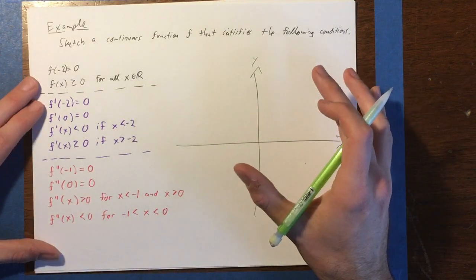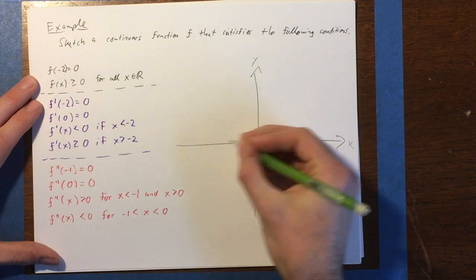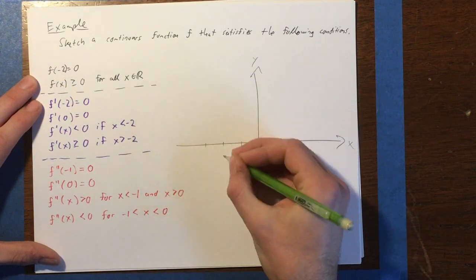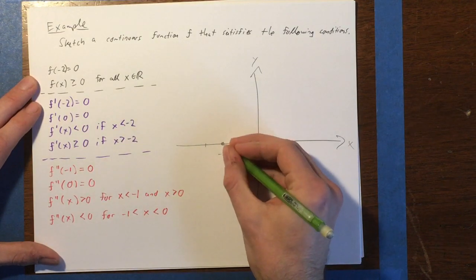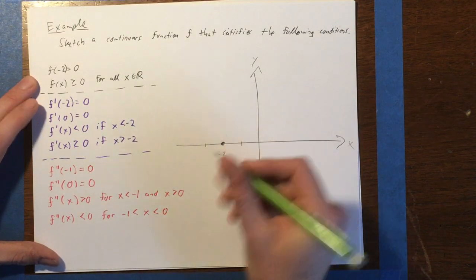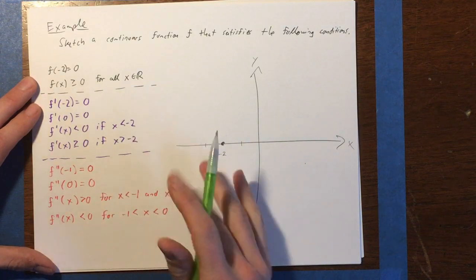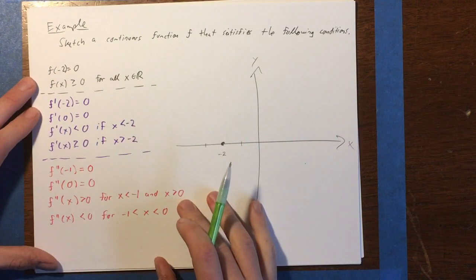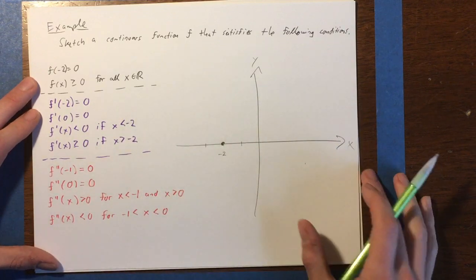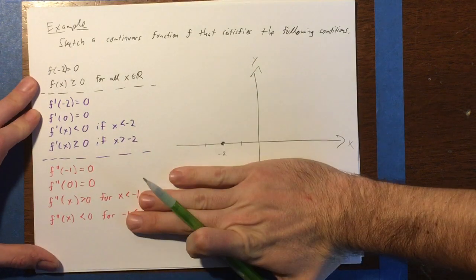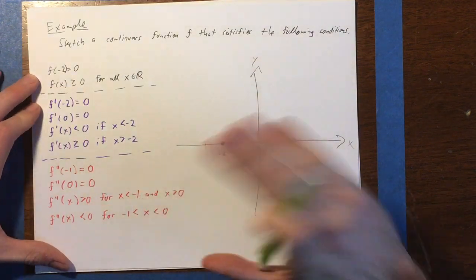So first, it tells me that f of negative 2 equals 0. Well, great. That means if I find negative 2 on my x-axis, let's put it here, then at that point it equals 0. And then f of x is greater than or equal to 0 for all x in R. It doesn't say anything else about any other zeros, so I'm going to assume that that's my only 0. There could potentially be other zeros, but it's never going to be negative. It says greater than or equal to 0 for all real numbers.